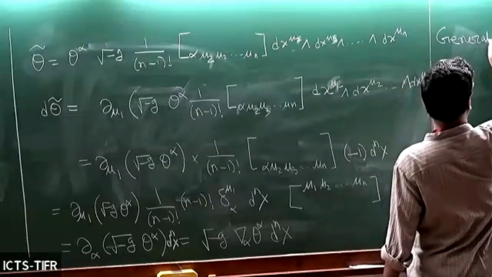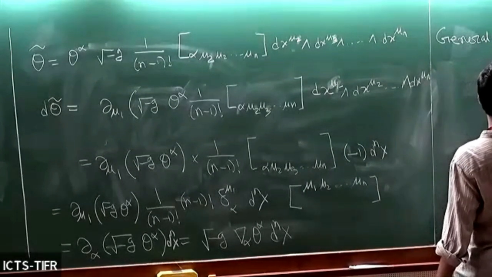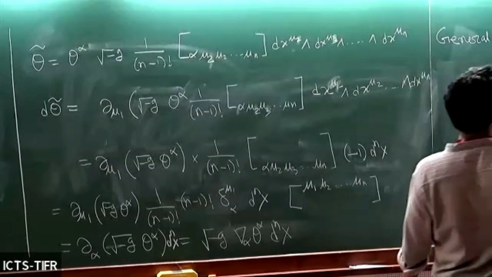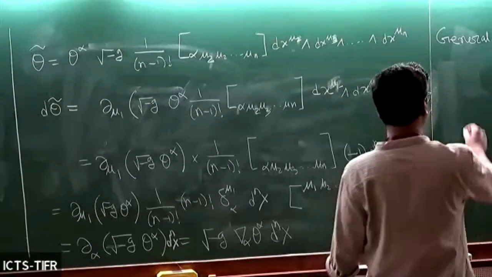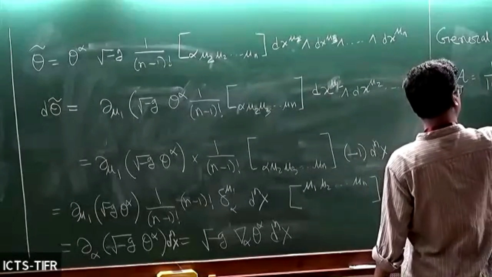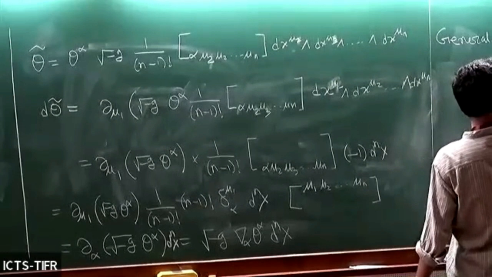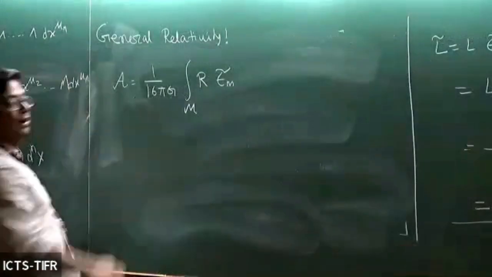General relativity. Okay. What do I get in general relativity? My action is 1 by 16 pi G, square root of minus g R, integrated over the manifold.